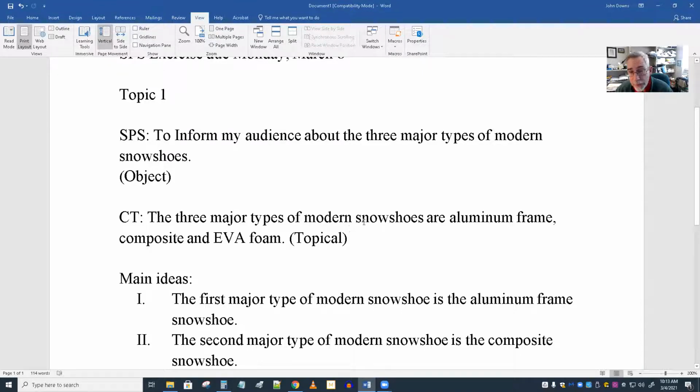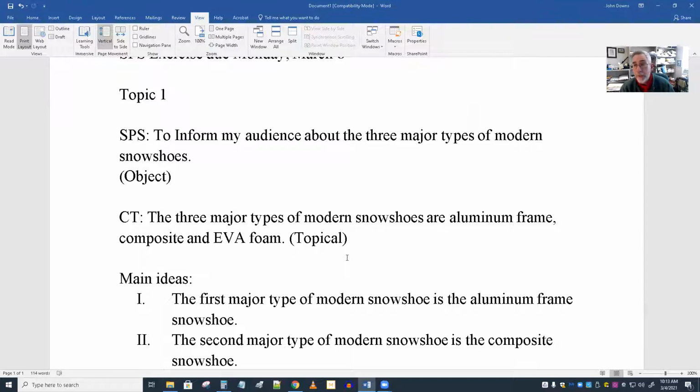And you can see my central thesis uses the same kind of language as I start with my SPS, but it resolves it, uses the same language, and then it resolves it by giving the actual main ideas right there, right? And also notice that the number I had here, and there should be a number in your SPS, it's going to be repeated here. So this language results in this language, okay? And I've labeled this, given the organizational pattern of topical.